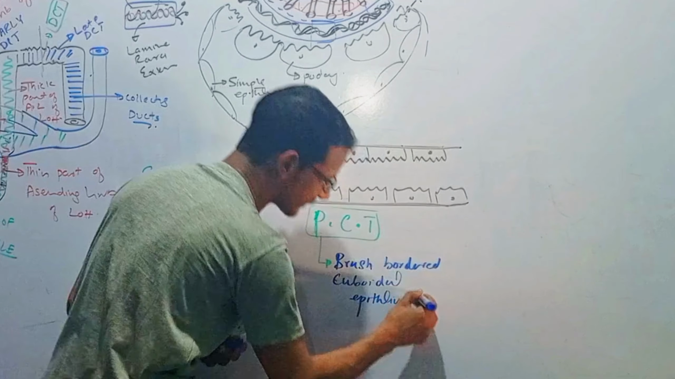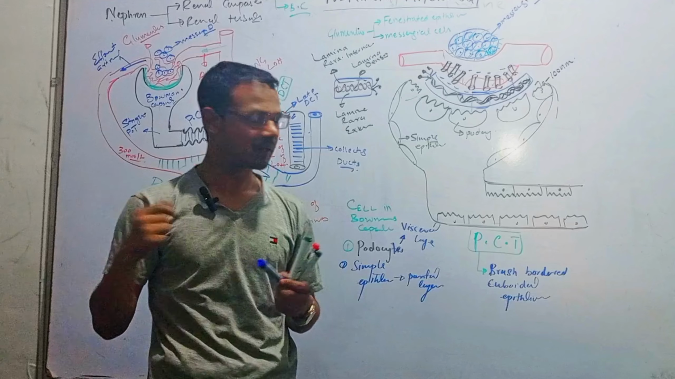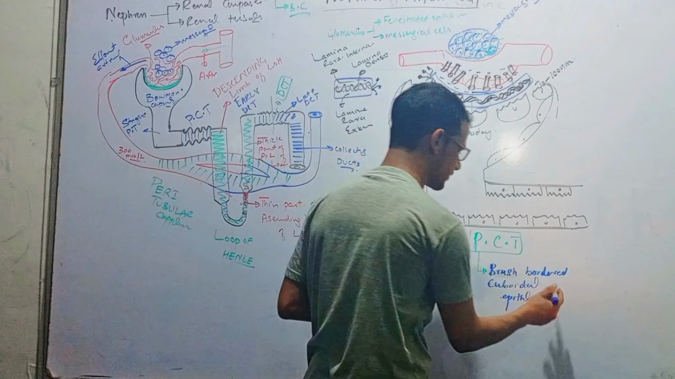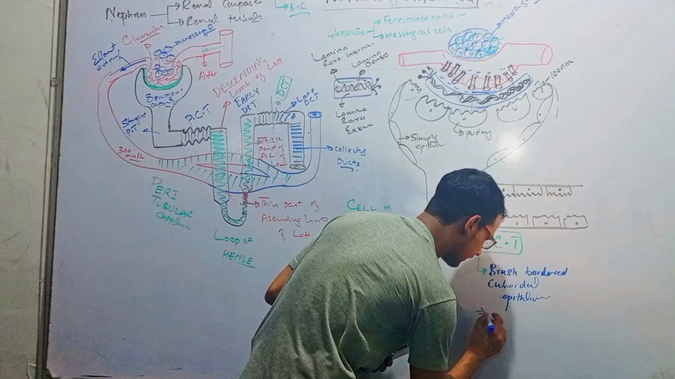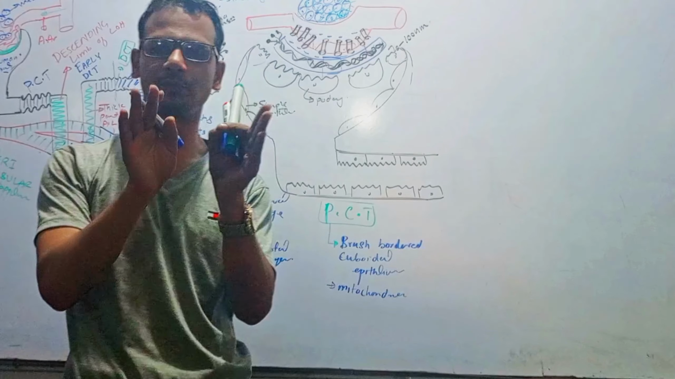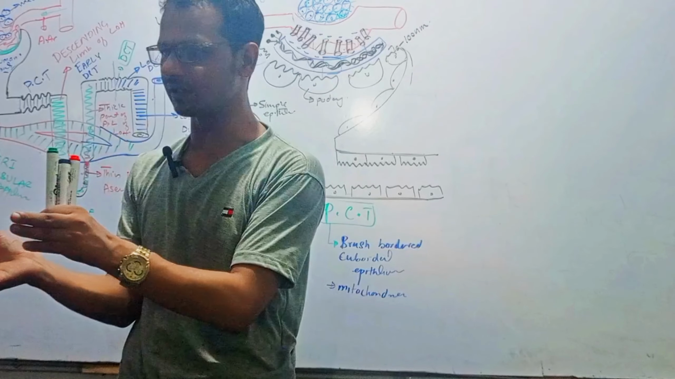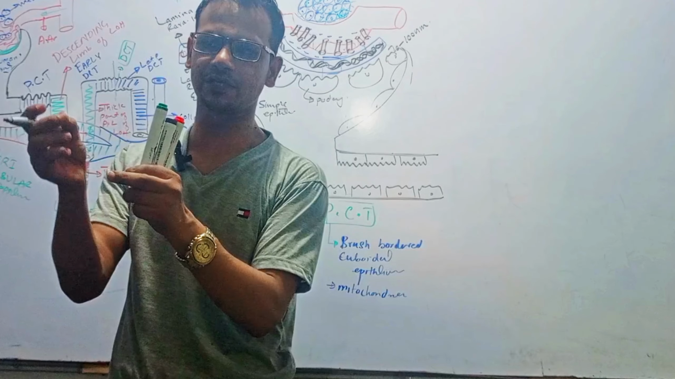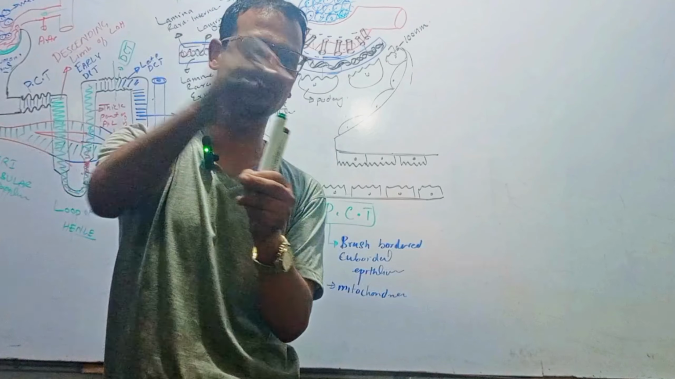What is the purpose of this brush border epithelium? It increases the surface area for reabsorption, but it has a very special characteristic, these cells are highly rich in mitochondria. Proximal convoluted tubule cells have a lot of mitochondria, because all the transporters present here which are important for absorption and reabsorption will use energy, and the energy will come from mitochondria, right?